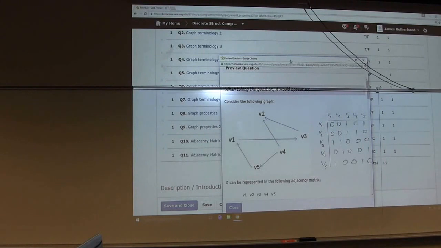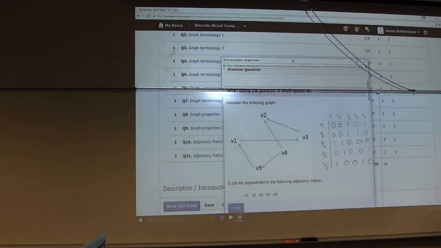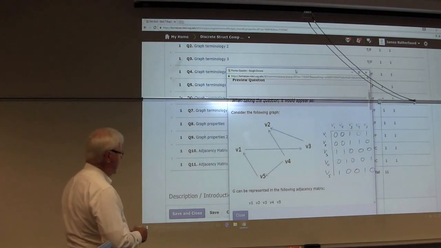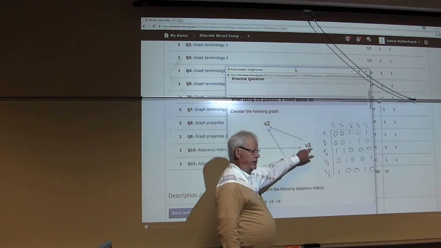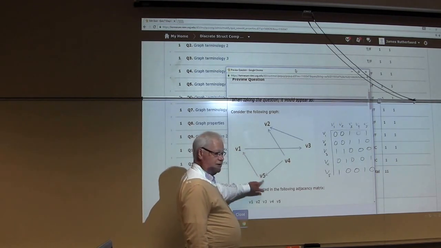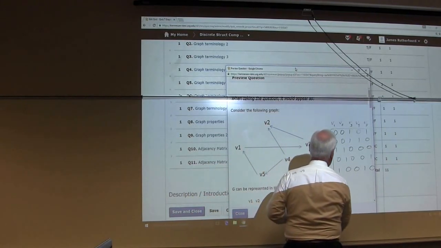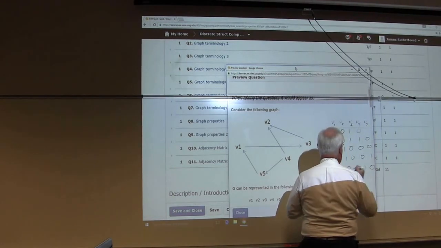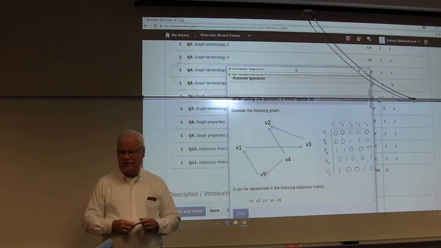So now it says, what's the adjacency matrix for this one? Well, it's going to be less than the other one, because it's going to be dependent on the direction. If I look at V1, V1 is adjacent to V3, isn't it? It's not adjacent to V5 anymore, because the arrow's going this way, not that way. So the only thing for V1 is V3. So we take off this one and make it a 0. A directed graph is going to have fewer adjacencies.